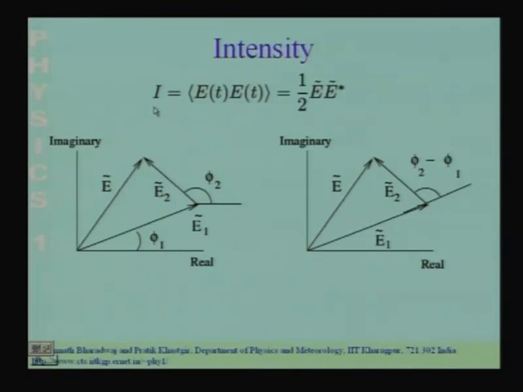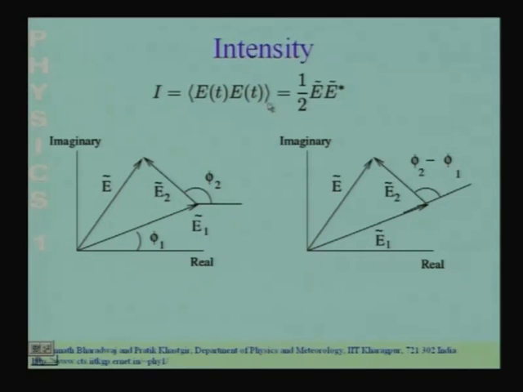The intensity is the time average of the electric field squared. If I want to calculate the intensity at the point P, I have to take the electric field at the point P, which varies with time, square it, and take the time average. There will be constant factors outside, which I am not concerned with, so we have dropped those. Up to constant factors, the intensity is the time average of E square.